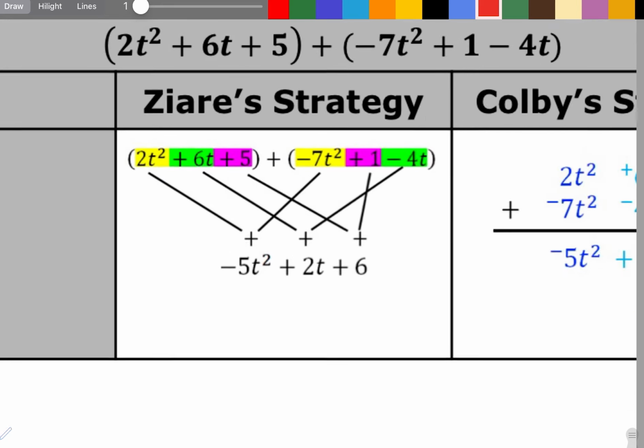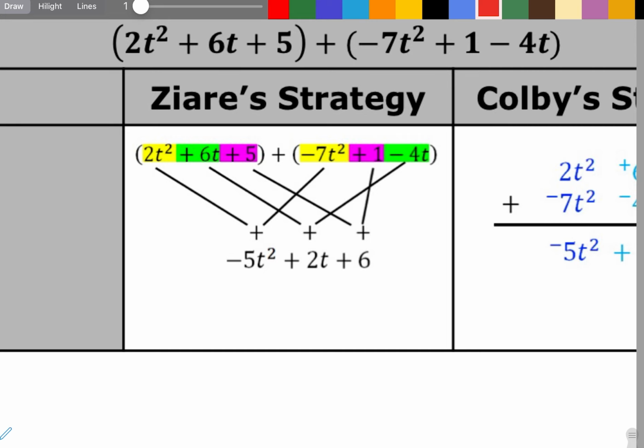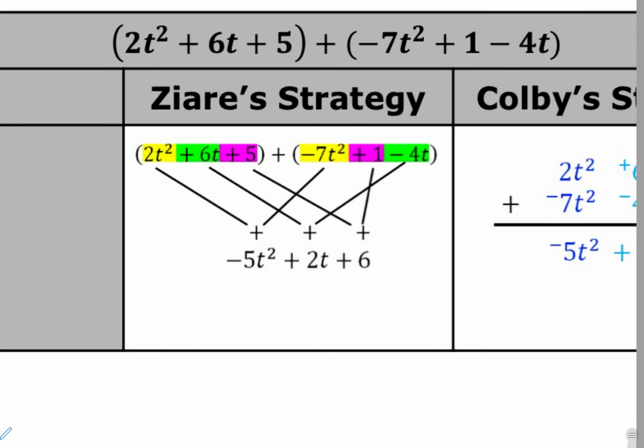Clearly, Zaire likes to color code everything when she's combining like terms. Let's investigate these like terms. T squared is lined up with T squared. So in Zaire's calculator, using the lines as well, it's a good organization tool if it's yours. 2 plus -7 for our T squares. That's how she gets -5.